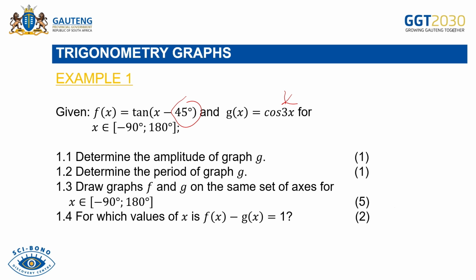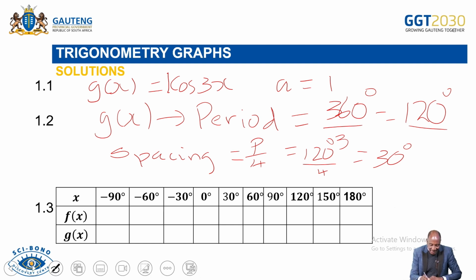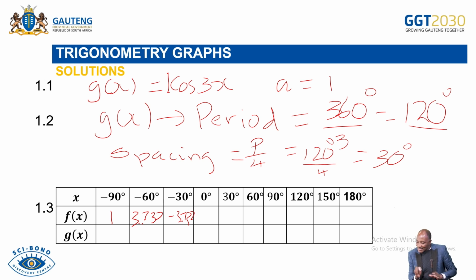All right, welcome back. I hope you have managed to complete that table. Right, let's look at the first function, which is f of x equals tan x minus 45 degrees. What did you get for your negative 90? I'm getting a positive 1 there. You are going to have a positive 1. The next one is 3.732. The next value is going to be negative 3.732. Your next value, that is for 0 degrees, is negative 1.